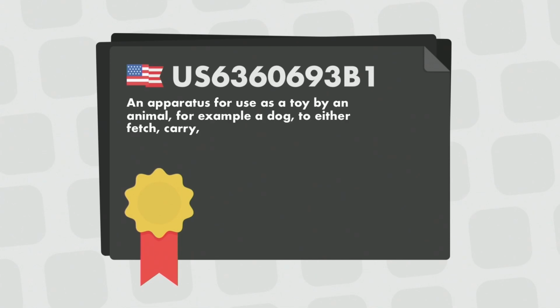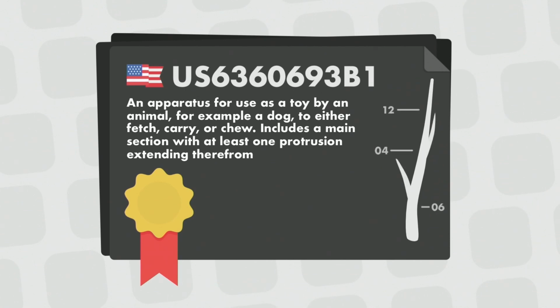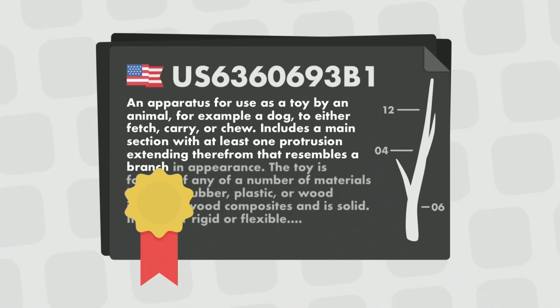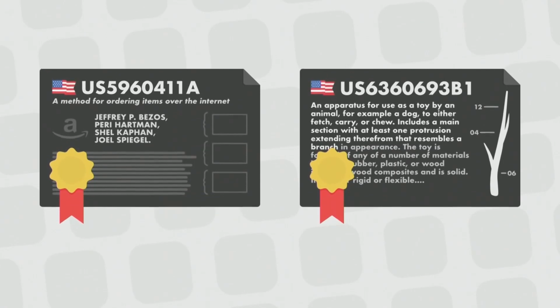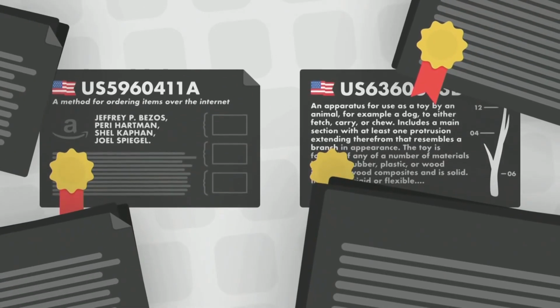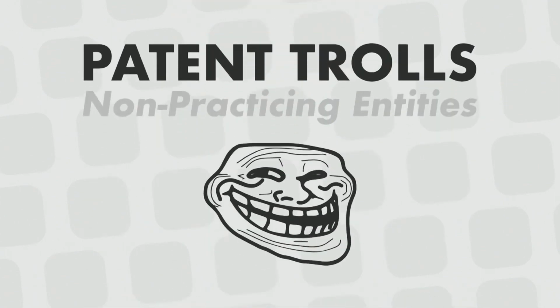Just listen to this one. An apparatus for use as a toy by an animal, for example a dog, to either fetch, carry, or chew, includes a main section with at least one protrusion extending therefrom that resembles a branch. That, my friend, is a stick. Both of these are ridiculously broad, but unfortunately, that's not uncommon. What is unique about Amazon's one-click patent is that they actually use it. Usually, these are filed by non-practicing entities, companies that own intellectual property but don't do anything with it. Instead, they make money by suing anyone and everyone.